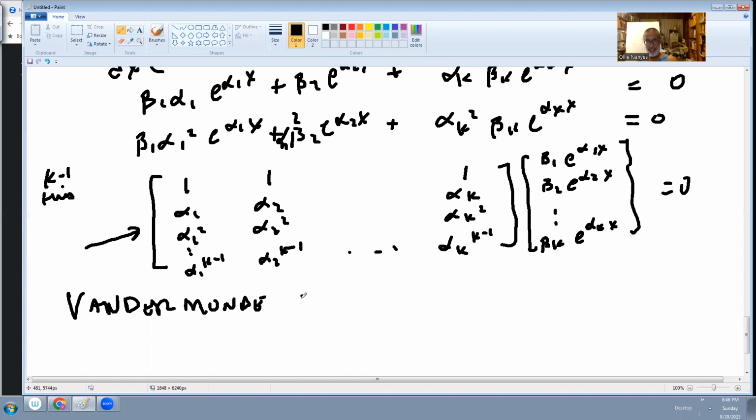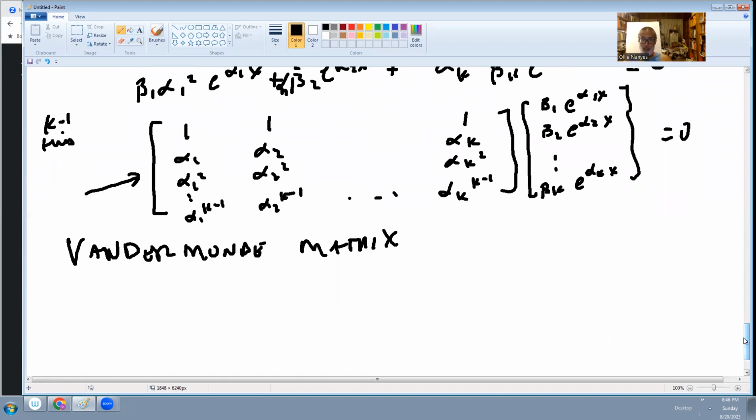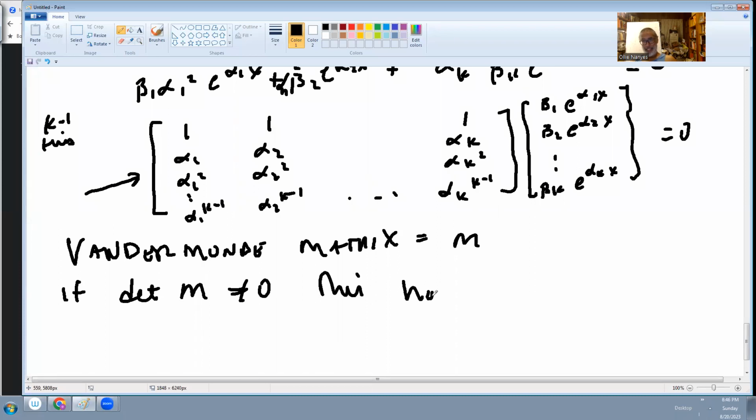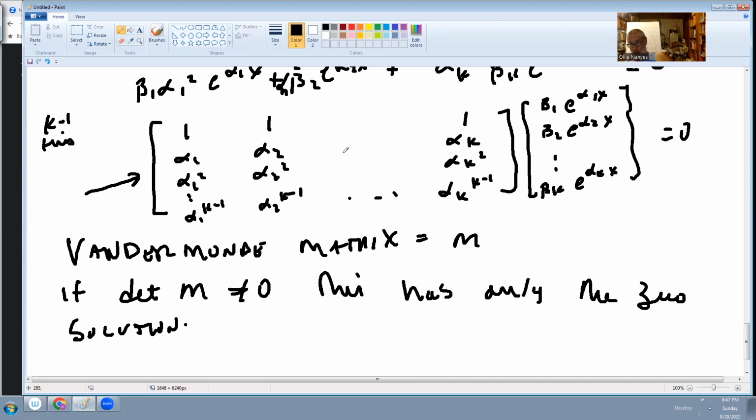Vandermonde matrix. By the way, I highly recommend the Wikipedia article on this matrix, because that's a Vandermonde matrix. Now, let's just call this M. Now, if we can show the determinant of M is not equal to 0, this has only the 0 solution. So that's kind of neat here.